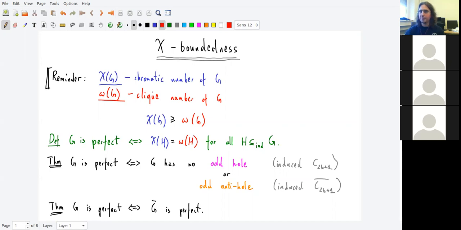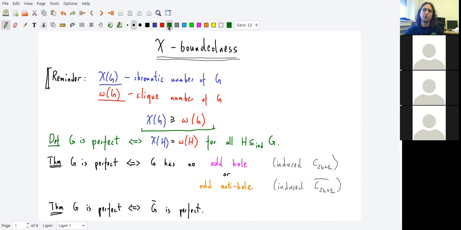So clearly, if I have a set of pairwise adjacent vertices, a clique, then each of these vertices in any proper coloring needs to receive a different color. So you have a trivial inequality between chi and omega. The chromatic number must be at least the clique number in the graph, right?